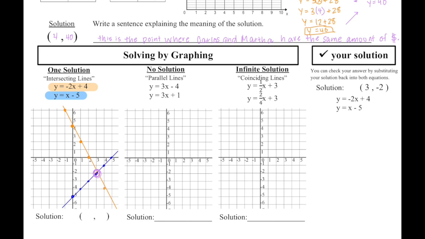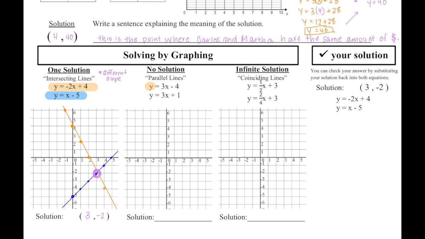Our point of intersection of these two lines happens at the point (3, -2), which is our solution to the system of equations. When I see that the equations of these two lines have different slopes, different m values, that is a big hint to me that this situation will only have one solution.